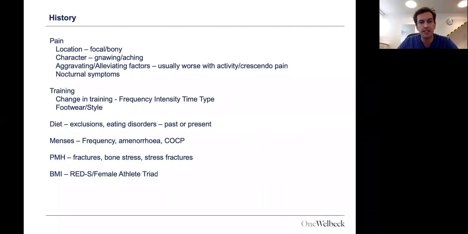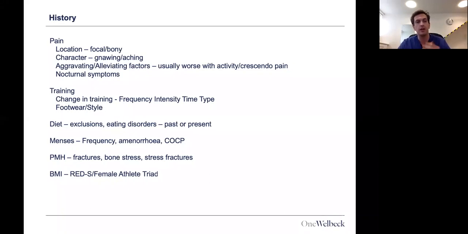Very important to look at diet, and with diet comes things like eating disorders and energy availability. And that's not just now, but have they ever had times in the past when they've had issues with energy availability, low body weight, or eating disorders? Very, very important. It's also important in the female population to ask about periods. So do they have frequent regular periods? Have they ever had times when they've had no periods, episodes of amenorrhea?